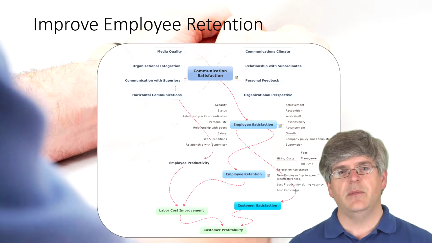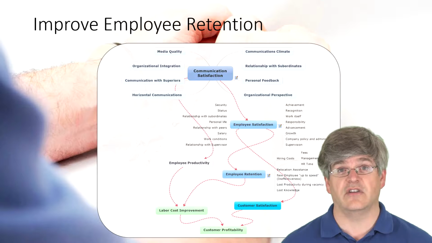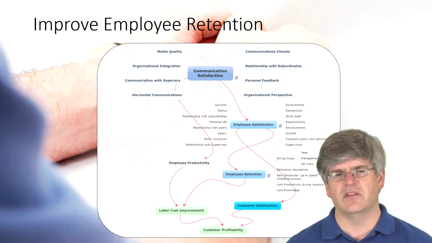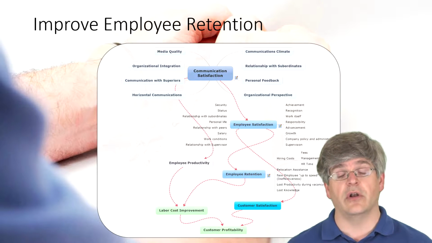So, in communication satisfaction, it was Downs and Hazen in 1977. They created this communication satisfaction questionnaire. And inside it, they broke the different kinds of communication down. Things like media quality, organizational integration, communication with superiors, on and on and on.